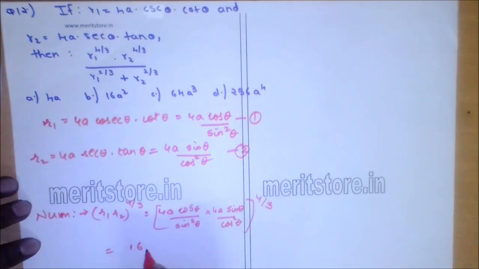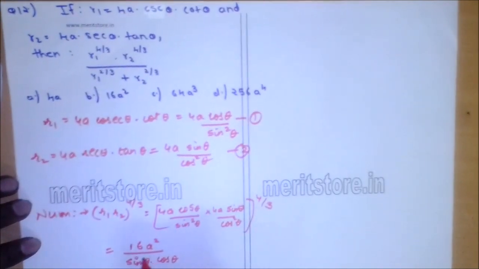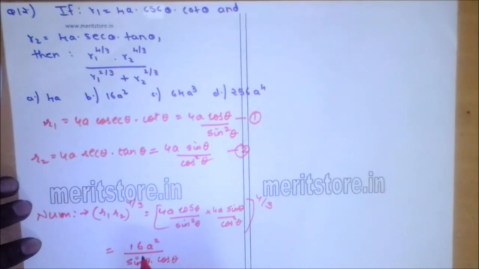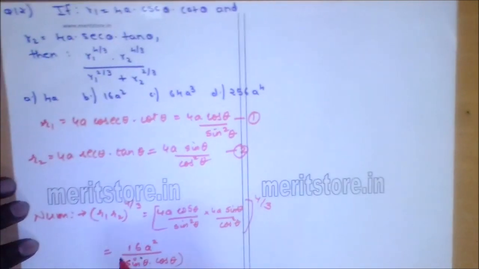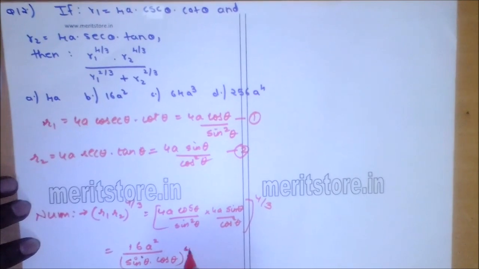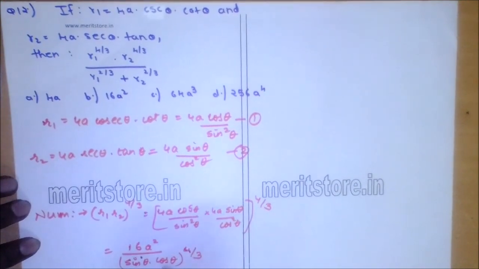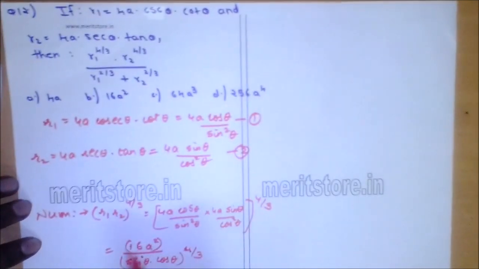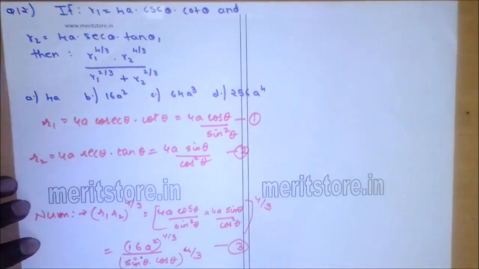This is equal to 16a square upon sin theta cos theta raised to 4 by 3, and this also raised to 4 by 3. Let this be equation 3.